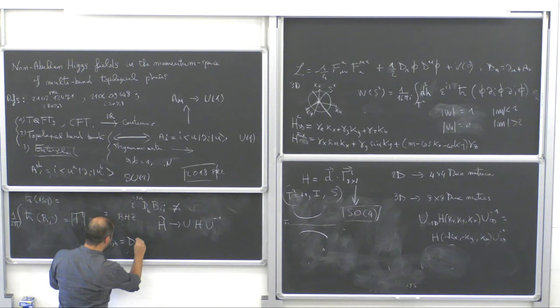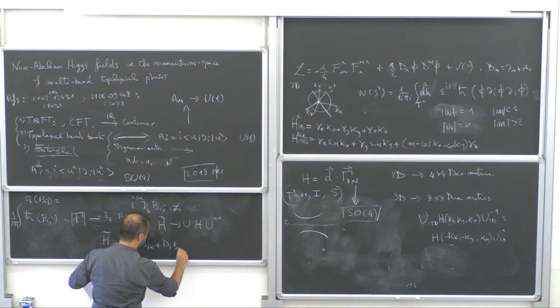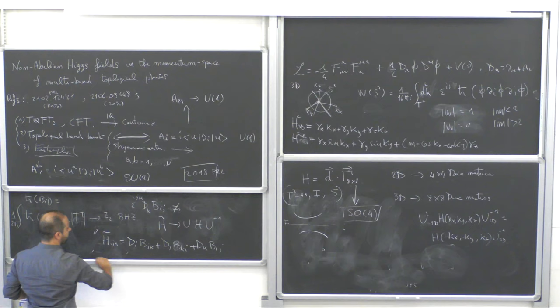And then you have the cyclic condition. So D_I of B_JK, then D_J of B_KI, and finally D_K of B_IJ. Okay, so this is the right definition, and it transforms in this way.